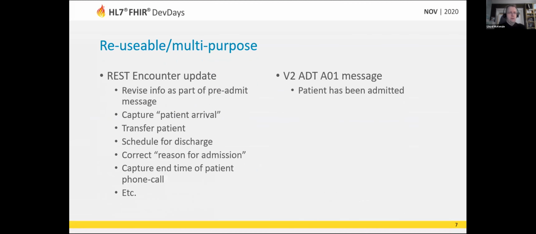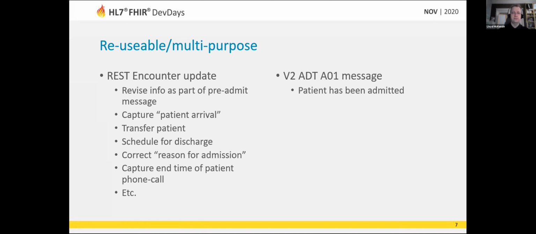If we think about the notion of reusable, with REST, if you wanted to do a PUT of Encounter, that same interaction, that same fundamental capability can be used to do a whole bunch of different things. So maybe you're transferring the patient from one bed to another. Maybe you're capturing the location of their valuables. Maybe you are prepping them for discharge. All of those are represented in FHIR as just a PUT on the Encounter endpoint for a particular resource ID.